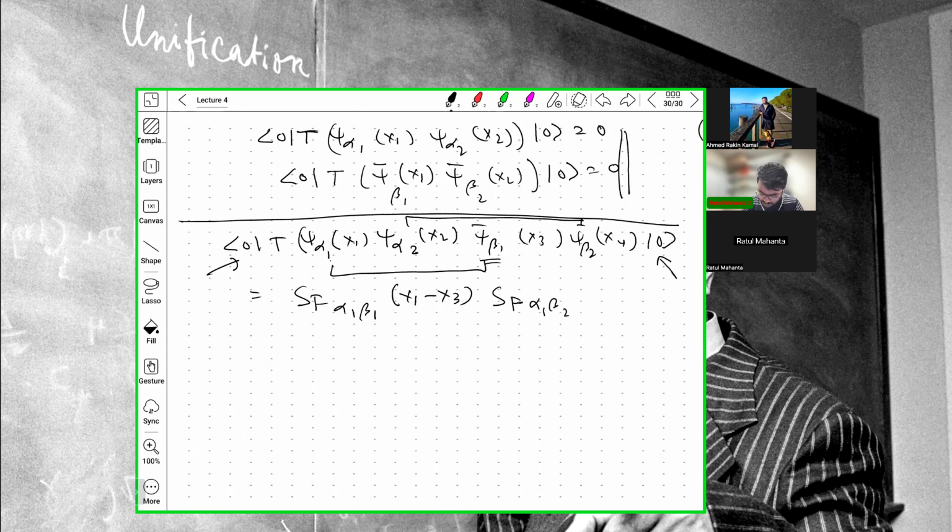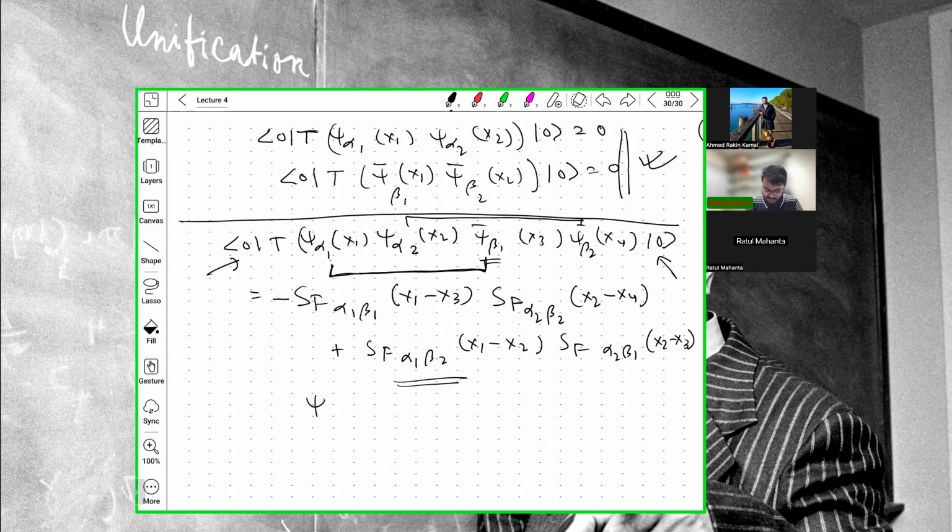Sorry, it would be S_F alpha 2 beta 2 (x2 minus x4) plus, but there are only two terms because the alpha 1 alpha 2 contraction will give you 0. So minus S_F alpha 2 beta 1 (x2 minus x3). But since to get this arrangement, the first contraction, you need to bring the psi field towards the left, it will pick up a minus sign. For the last term, you have to do this manipulation.